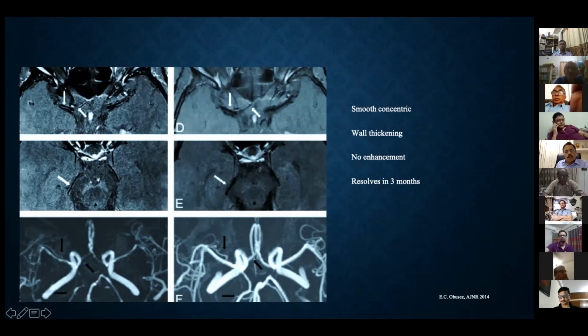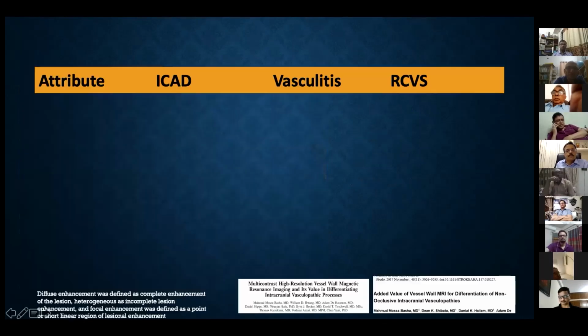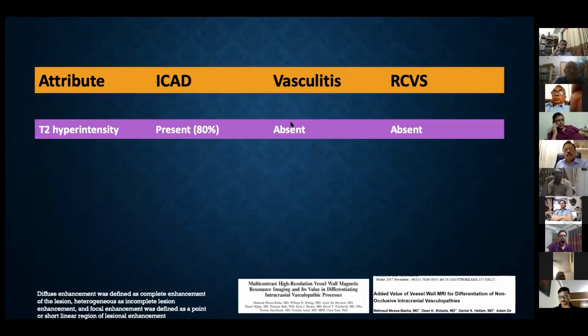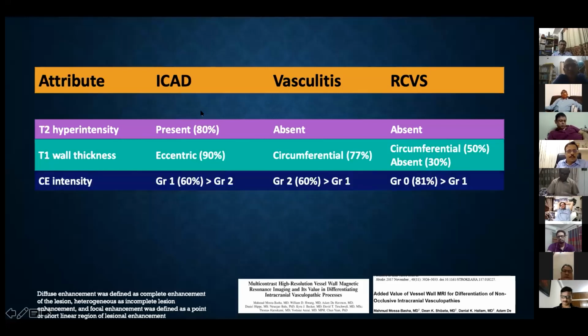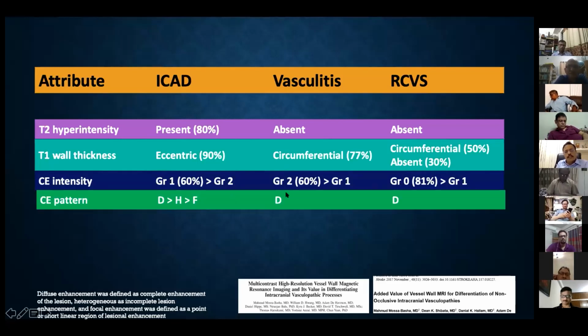So if you compare ICAD, vasculitis, and RCVS: T2 hyperintensity can be present in the plaque in ICAD, while it's absent in vasculitis and absent in RCVS. T1 wall thickening is eccentric in ICAD, while in vasculitis it is circumferential, and in RCVS it is usually circumferential, sometimes absent. The contrast enhancement can be grade 1 or grade 2 in ICAD, while vasculitis is always dense enhancement, and RCVS usually doesn't enhance. The enhancement pattern can be focal to heterogeneous to diffuse in ICAD, while vasculitis is always diffuse enhancement, and RCVS is rare to enhance, but if it enhances, it enhances diffusely.